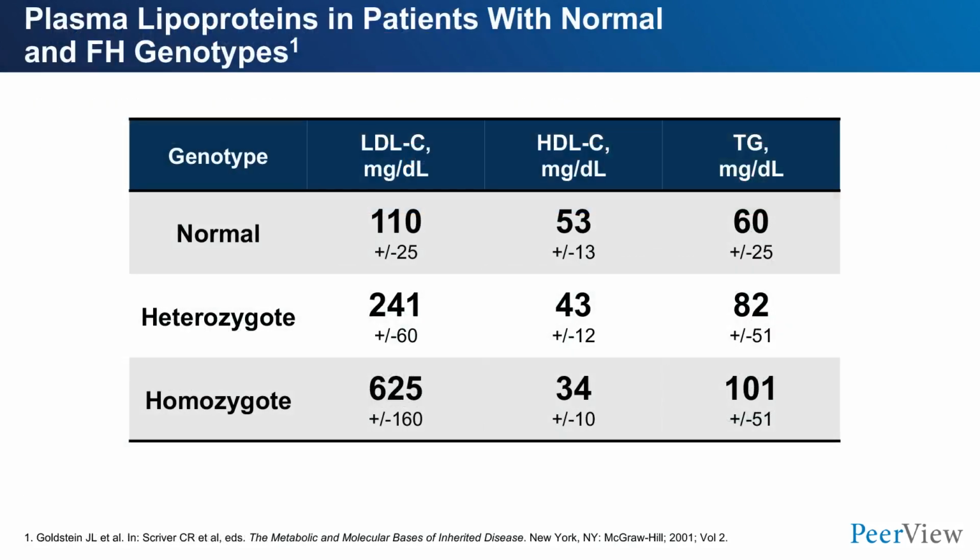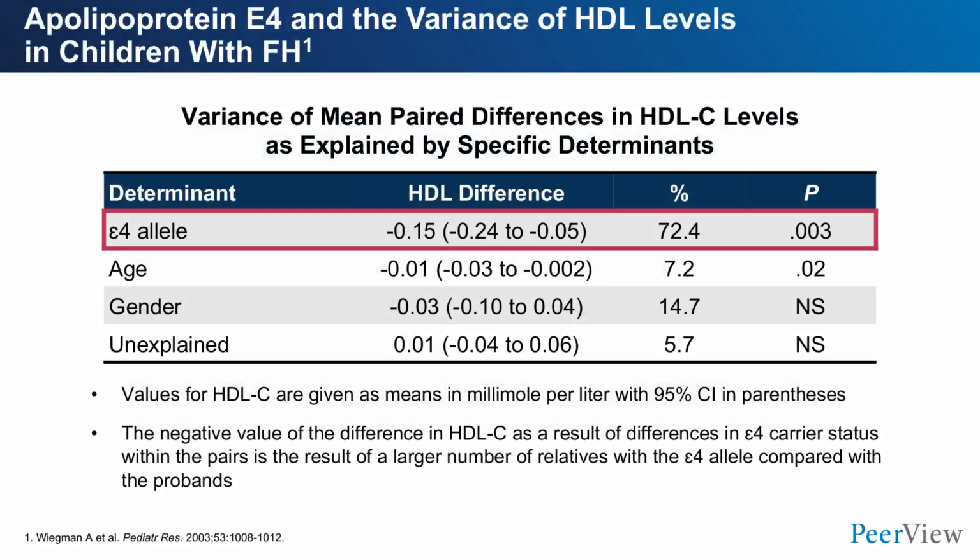Another abnormality of lipids found in FH patients, not commonly discussed, is not only the LDL. Here's looking at normal patients with LDLs about 110, heterozygotes in the low 200s, homozygotes, in this case, very high, but HDL. And you can see HDL in a normal individual in the 50s, where heterozygotes can be in the 40s, but homozygotes can have HDLs in the 30s. And it's not discussed very often.